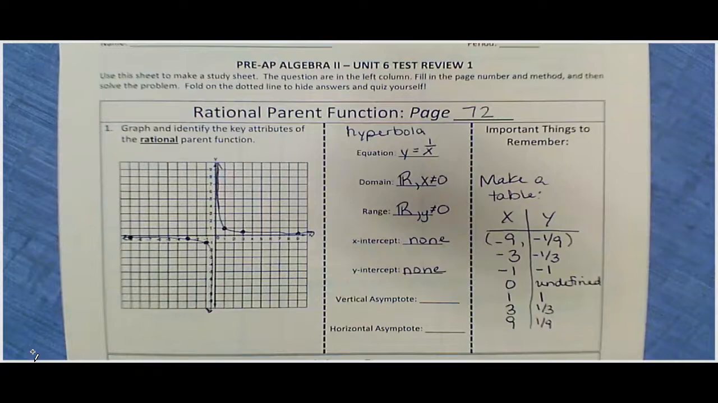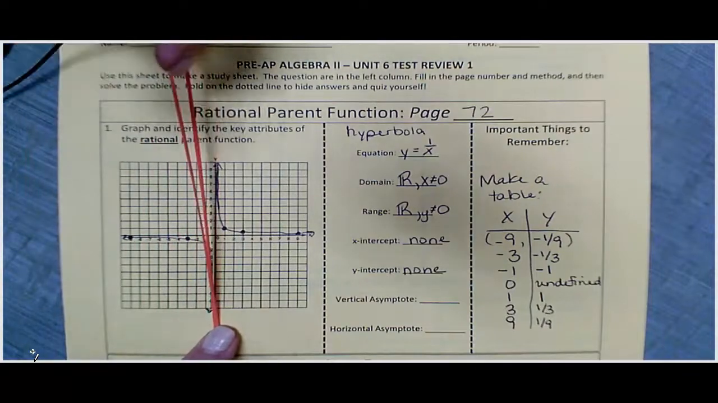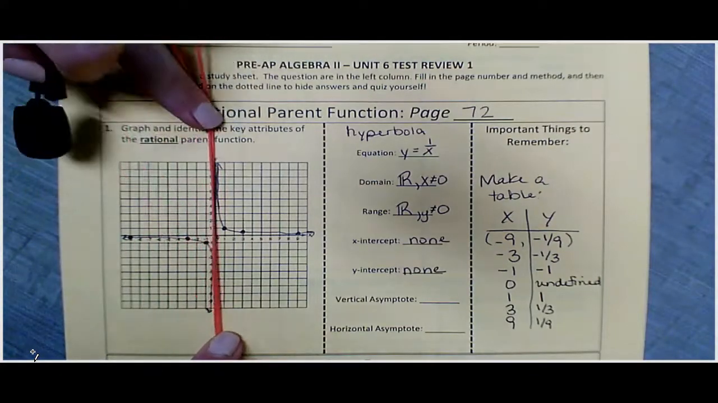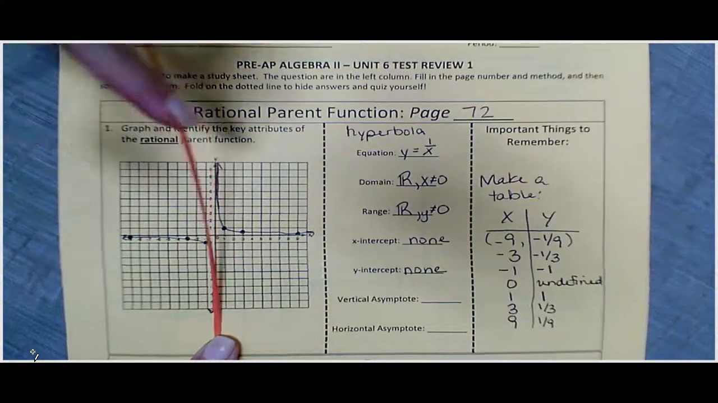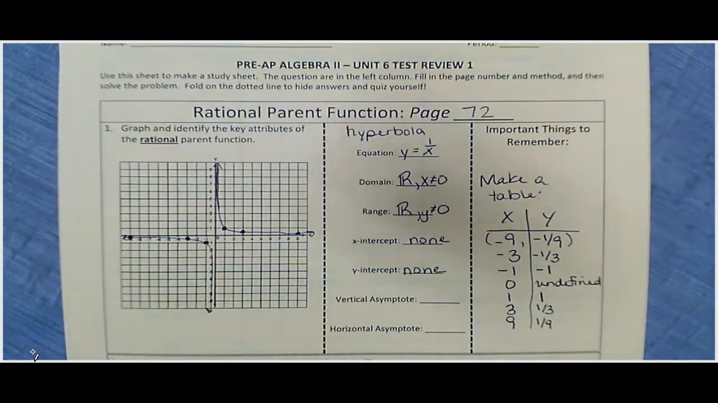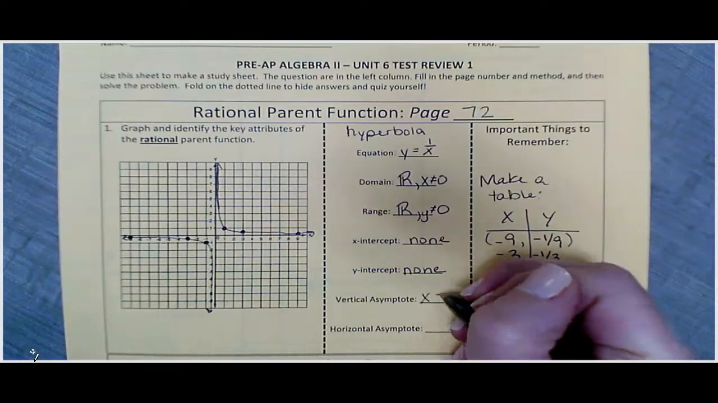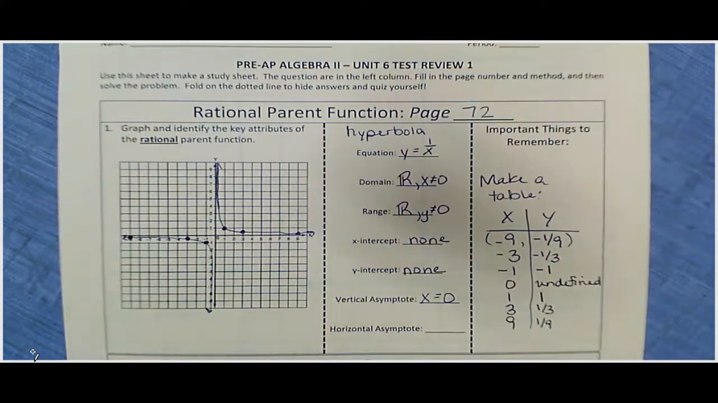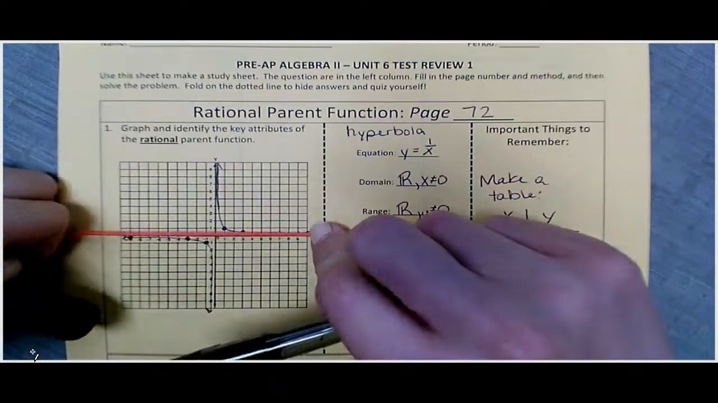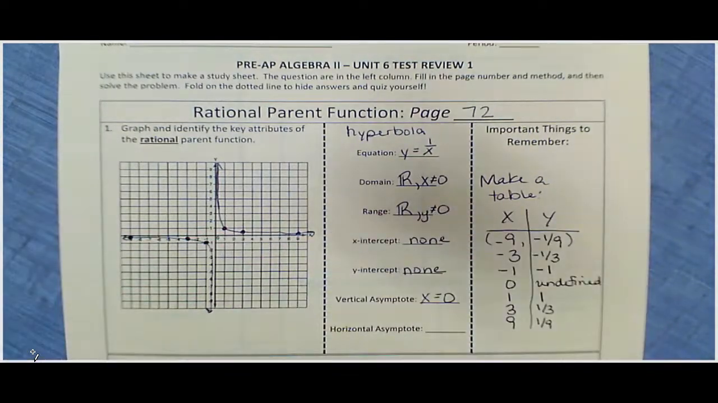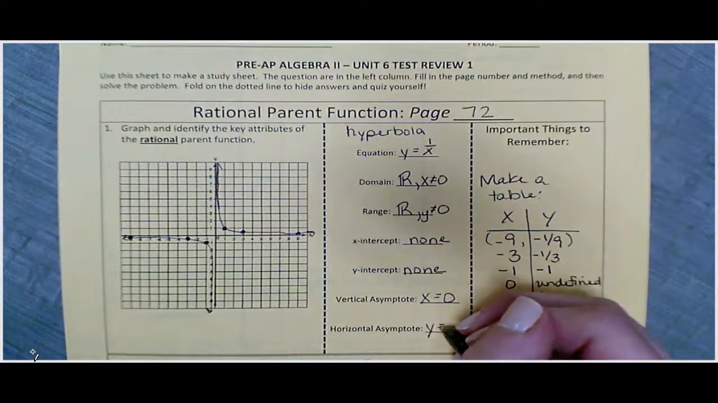Remember, the asymptotes are the places where the graph approaches but does not touch. So the vertical asymptote is going to be the vertical line that the graph approaches but doesn't touch. It's right here. And that vertical asymptote happens to be the line x equals 0. The horizontal asymptote is in a similar situation, it's just horizontal. So that line is y equals 0.